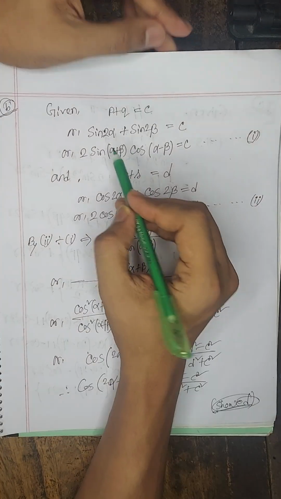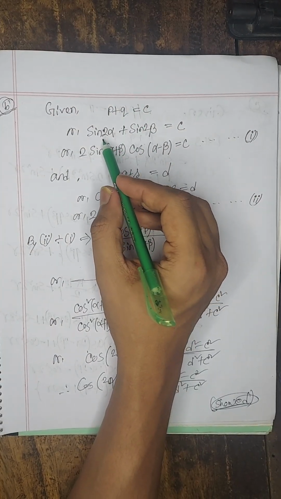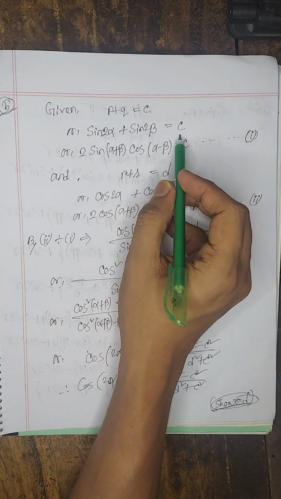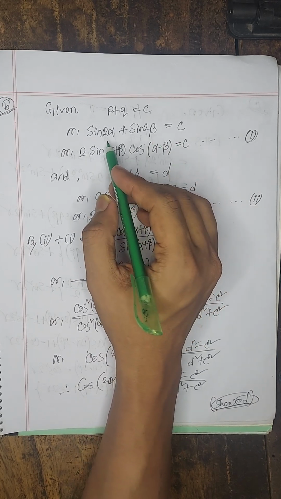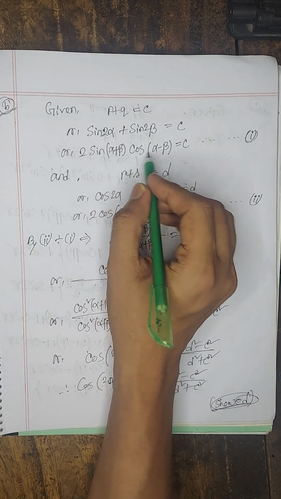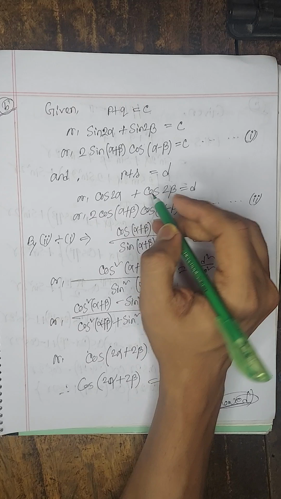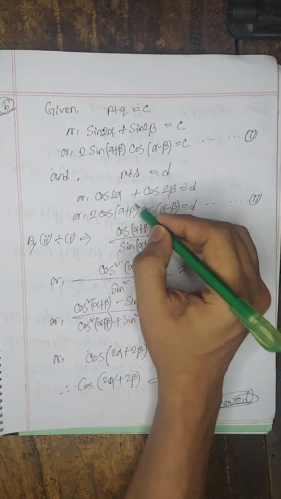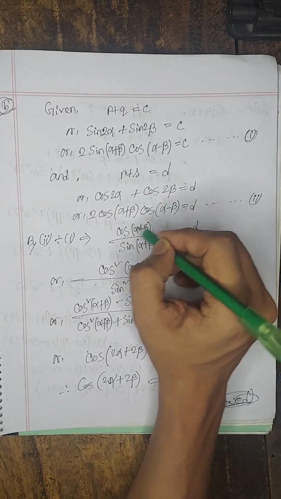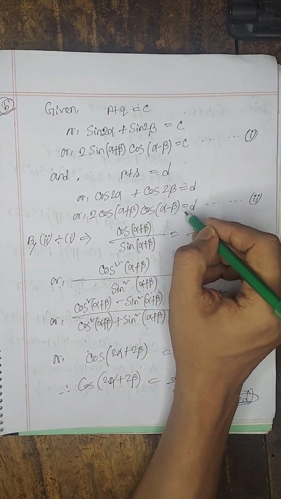Solution. We are given p plus q is equal to c, then we can write sine twice alpha plus sine twice beta is equal to c. Then we can write 2 sine alpha plus beta by 2 and cos alpha minus beta by 2 is equal to c. R plus s is equal to d, that means we can convert this into cos twice alpha plus cos twice beta equal to d. We can write 2 cos alpha plus beta times cos alpha minus beta is equal to d.